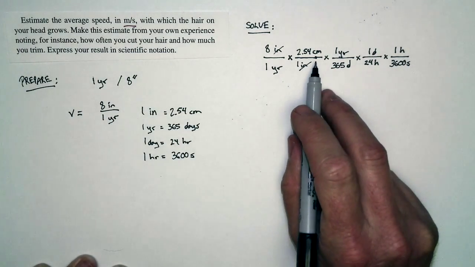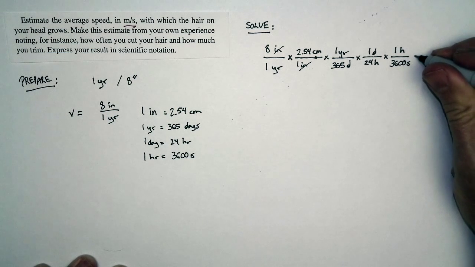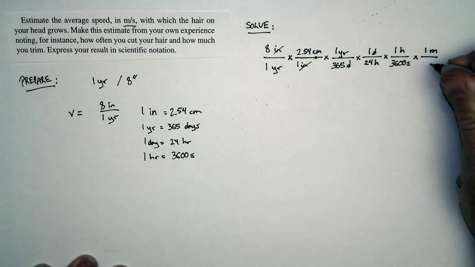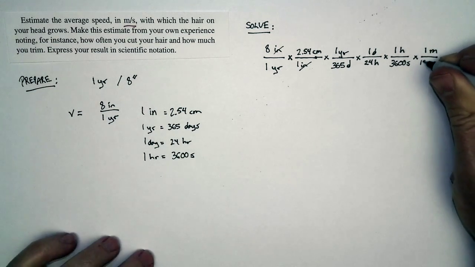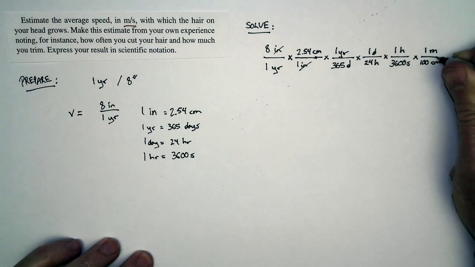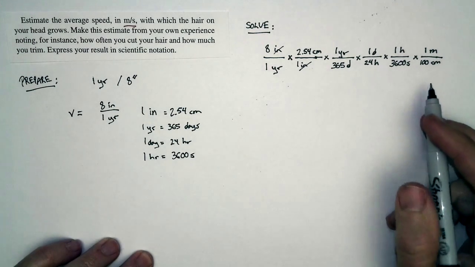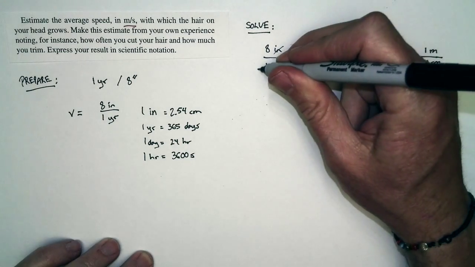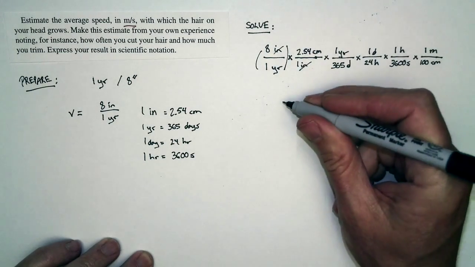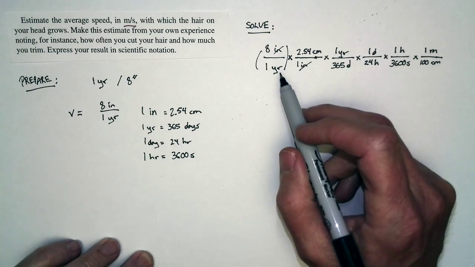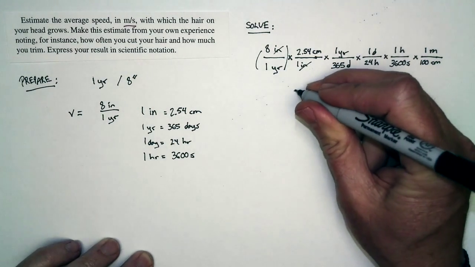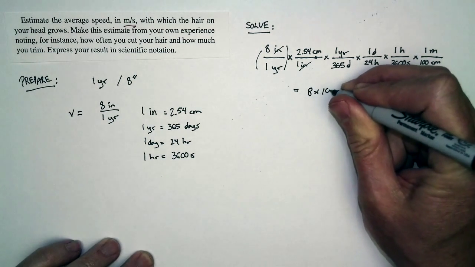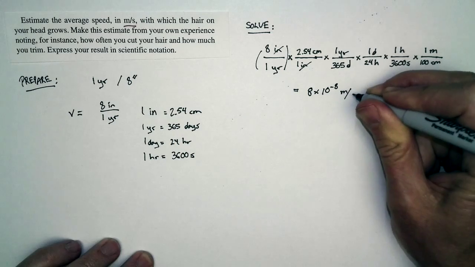The only other thing we need to do is convert centimeters to meters. There are 100 centimeters in 1 meter. So we have a series of factors that we can multiply by, and we'll multiply all those factors times our original speed, and that will convert the units from inches per year into meters per second. And if we complete that, we get 8 times 10 to the negative 8th meters per second.